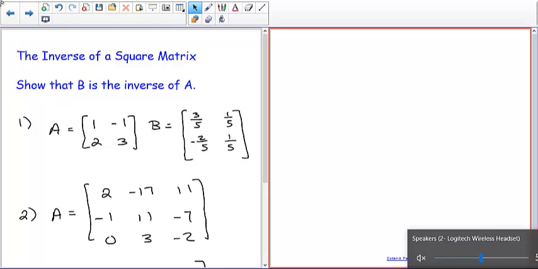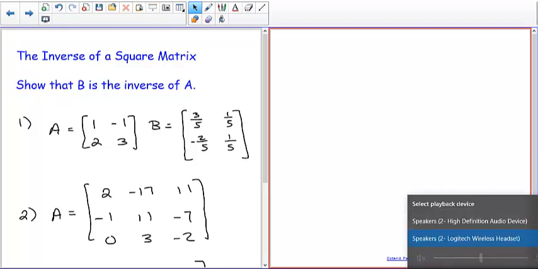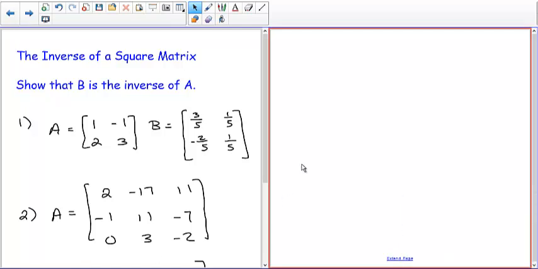Okay, we're moving on to section 3. Section 3 says that we're finding the inverse of a square matrix. You can only find the inverses of square matrices, so we could just say the inverse of a matrix. It implies that it has to be square.